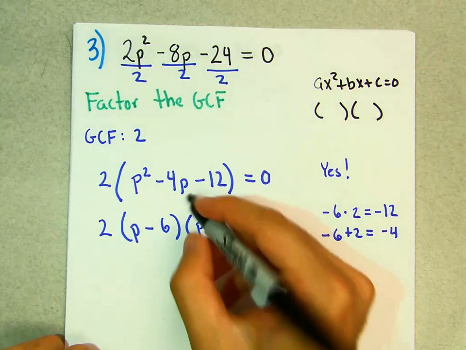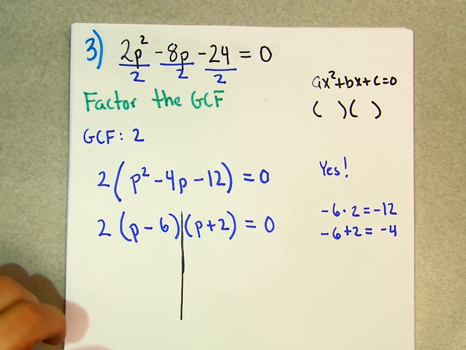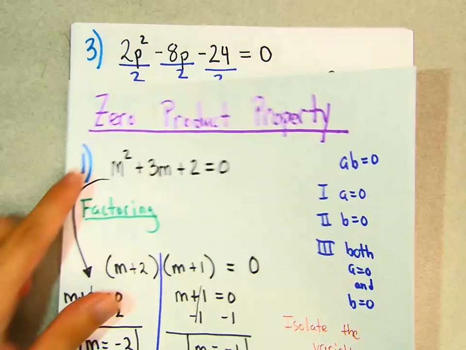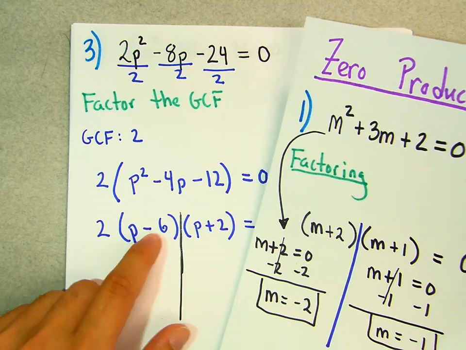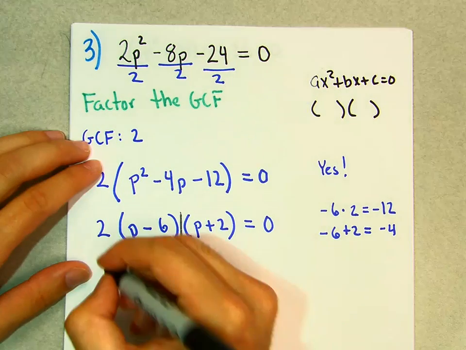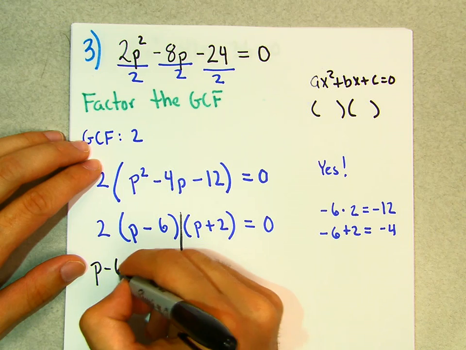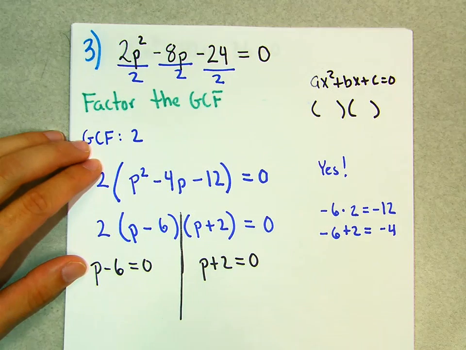So from here, what can we do? We can use which property? We can now use the zero product property. We can say that this is equal to 0 and this is equal to 0. So then you just have p minus 6 equals 0, p plus 2 equals 0.